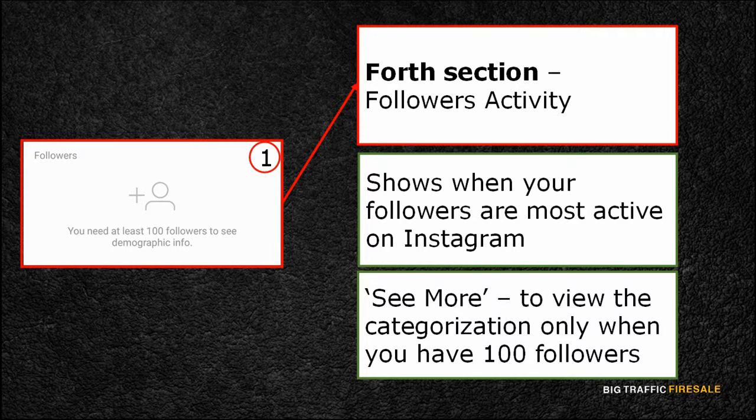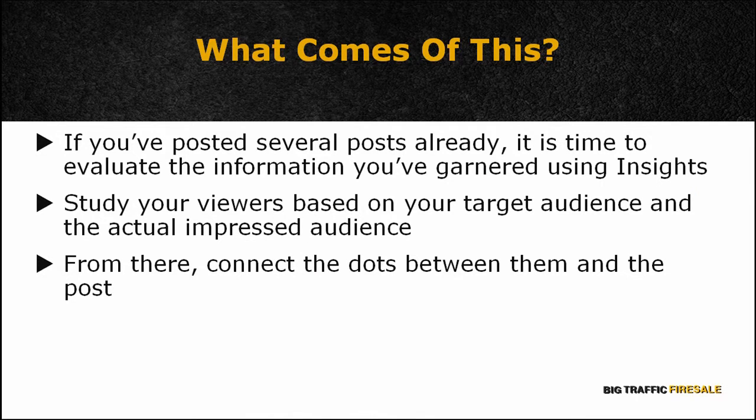You have information of your followers' gender, age, and even location. Plus, you have a bar chart of probability on when your users are most likely to log in hourly and, of course, daily. So, what comes after all this information?